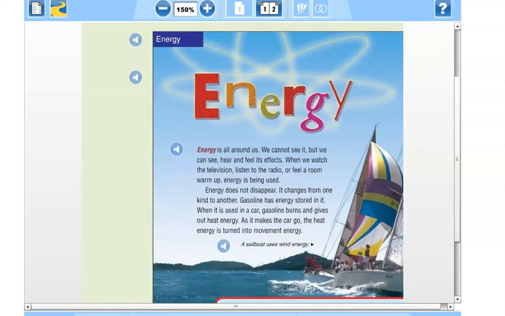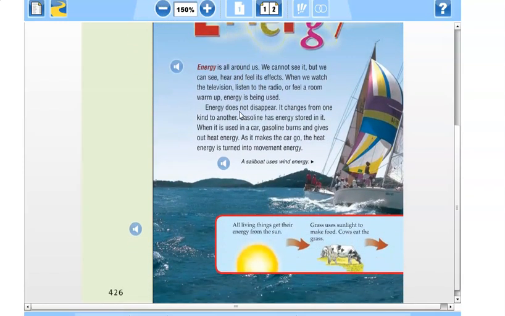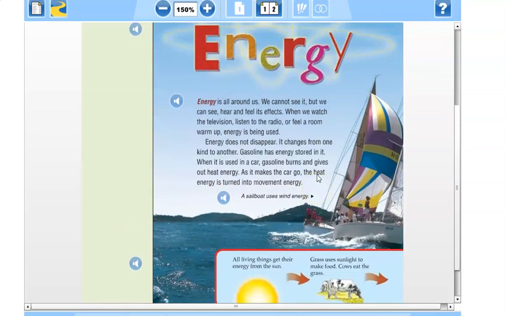All right, so if you would turn to page 426, and you can see there's our guide word up top, energy. We have our title, which is capitalized, and then we have part of a flow chart here, and we have an actual picture, a photograph, and then we have a caption. A sailboat uses wind energy. All right, so we have energy.